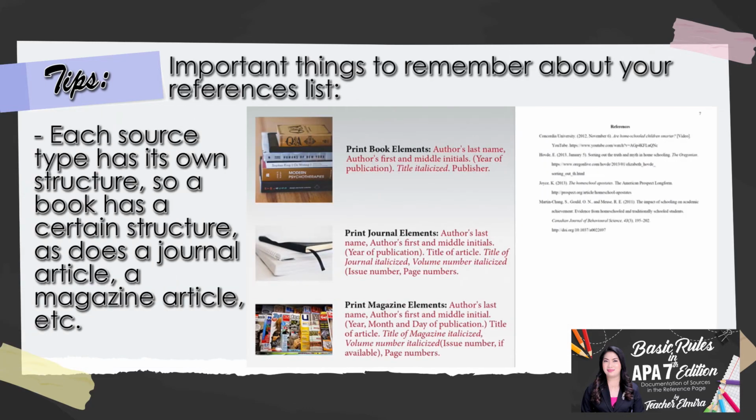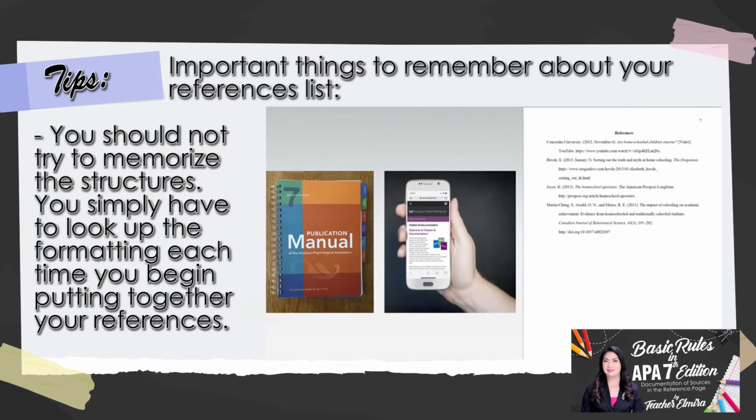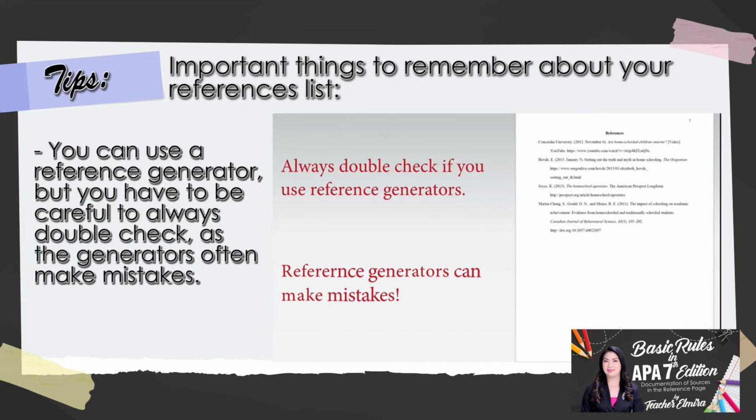Each source type has its own structure, so a book has a certain structure, as does a journal article, a magazine article, etc. You should not try to memorize the structures. You simply have to look up the formatting each time you begin putting together your references. You can use a reference generator, but you have to be careful to always double check, as the generators often make mistakes.